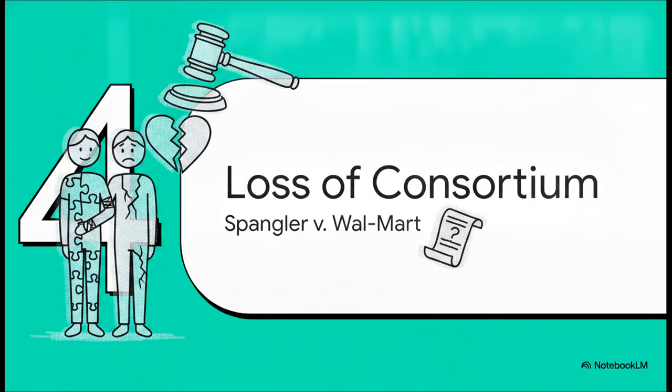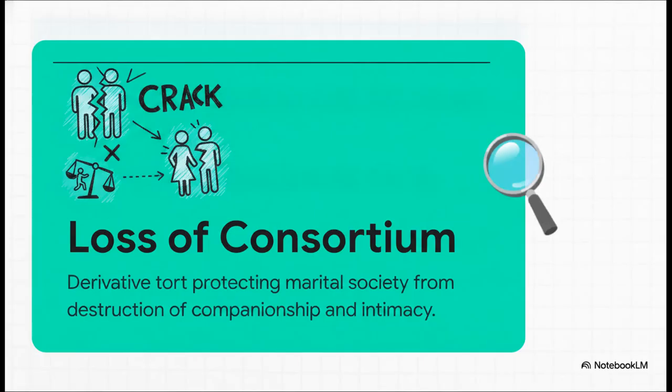Moving right along to Section 4, Loss of Consortium, looking at Spangler v. Walmart. Shifting gears from fatal and prenatal claims, let's examine non-fatal relational harm. This asks what happens when a spouse is severely injured and the marriage itself suffers the blow.